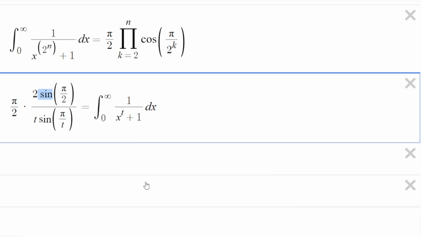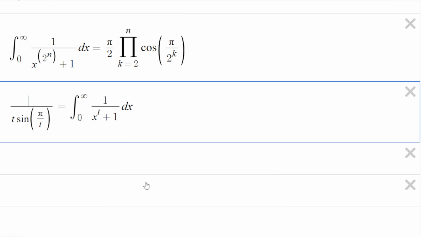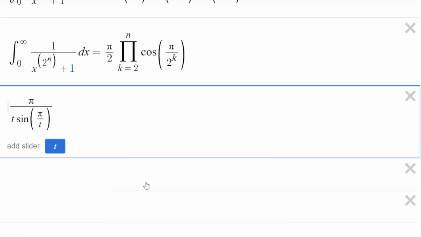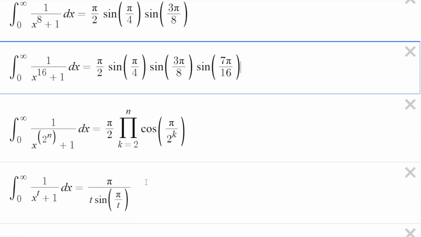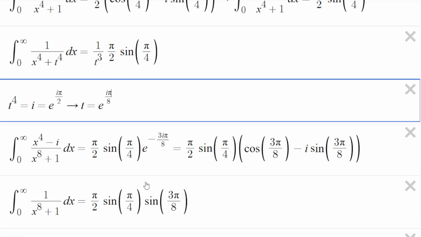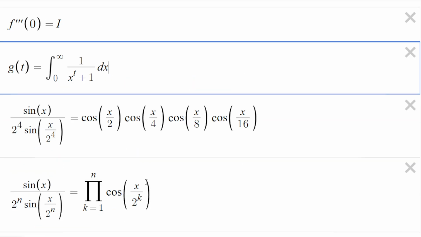Oh, and by the way, what's sine pi over 2? It's just 1. Okay, this cancels this. And we have a pi here. And that's what we were trying to show. And I'll switch it around. So the integral from 0 to infinity of 1 over x to the t plus 1 dx is equal to pi over t sine of pi over t. And it's usually written as pi over t times cosecant of pi over t. But we're going to leave it like this. I like this better. All right. So don't forget, that's exactly what we were trying to find a formula for, weren't we?